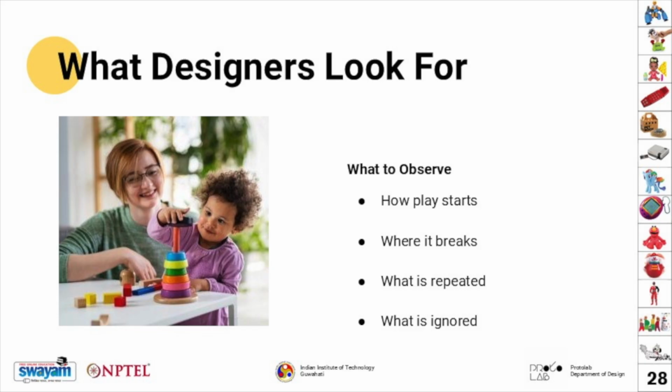When designers observe play, they are not judging performance. They are looking for patterns. How does play begin? What does the child understand what to do without explanation? Where does play break down? Is there any confusion, frustration, or loss of interest? What actions are repeated again and again? These often indicate joy, comfort, and mastery.